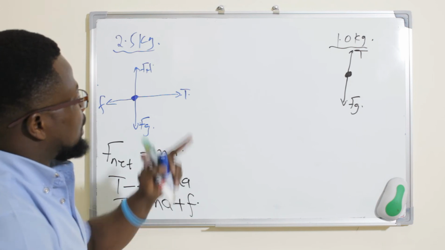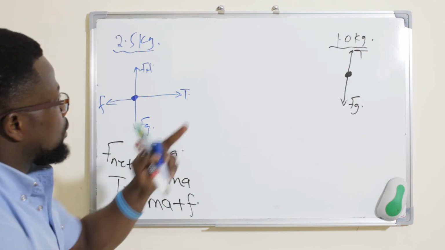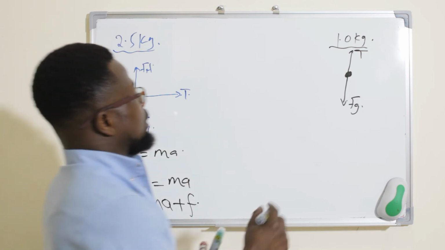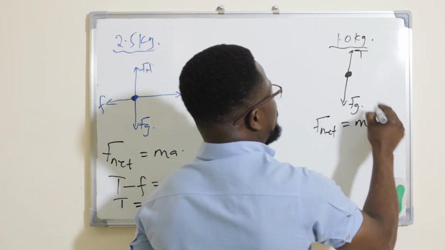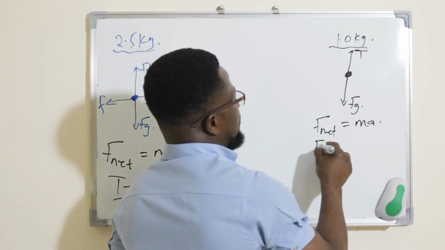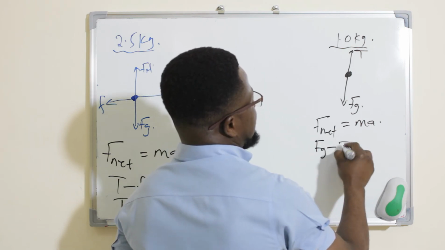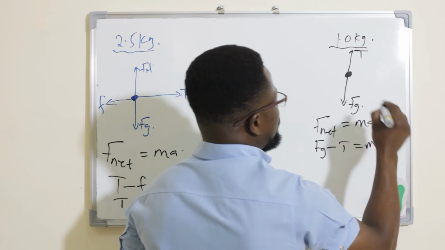And now let's look at that for the 1 kg as well. Our F net is also going to be equal to MA. And that will mean that the weight minus the tension is equal to MA.